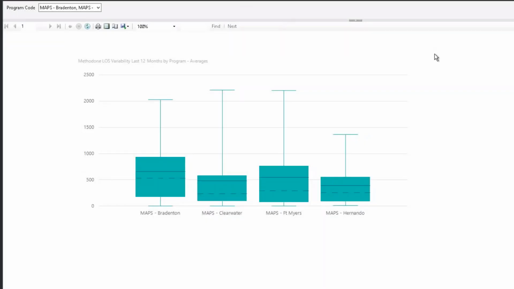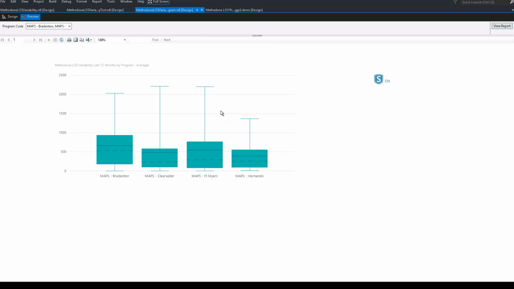Here we go. So here we have an example of a box plot that's simple, and it's a length of stay for a methadone program, and it's an aggregation of the last 12 months, and then it's broken out by program. And so you can see here that we have our outlier values. So our minimum on this, in this case, is 0, but our maximum in days is well over 2,000. And I have a little mouse over here that we can look at. Let me pull that up, and I'll leave that on the screen here.